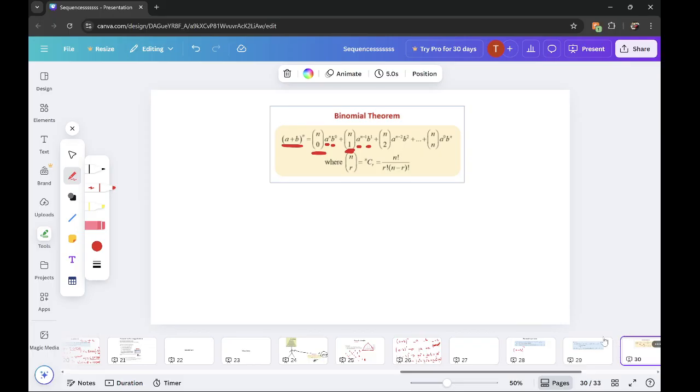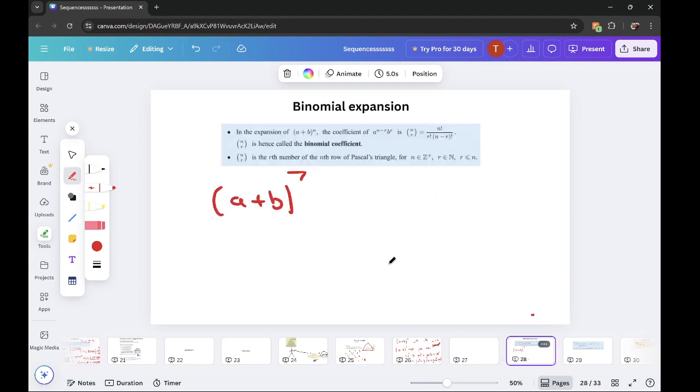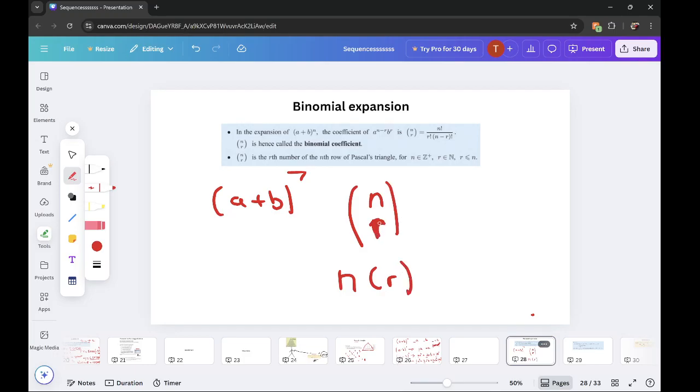So to figure this out, you need to use the binomial theorem. The binomial theorem states that n choose r, or nCr. I like using nCr. These both are the same thing. Once again, I'm saying that: n choose r times a to the power of n minus r times b to the power of r. This is how you represent your binomial expansion.